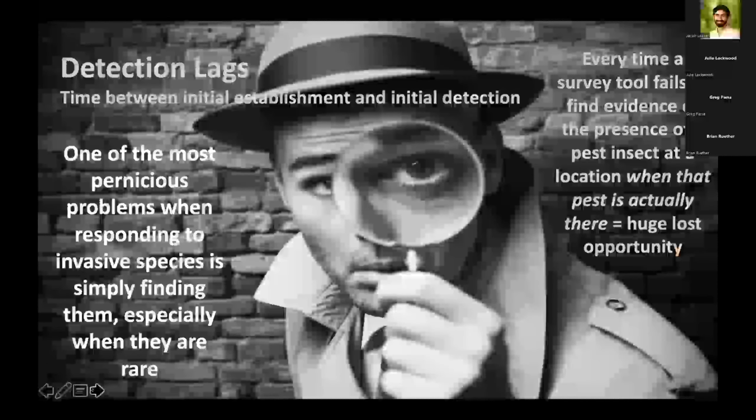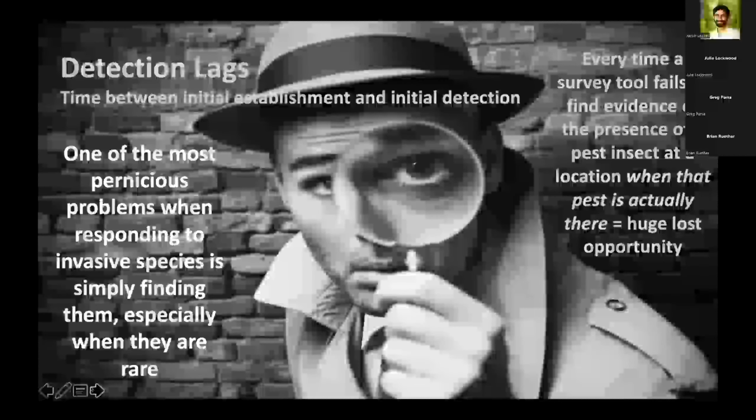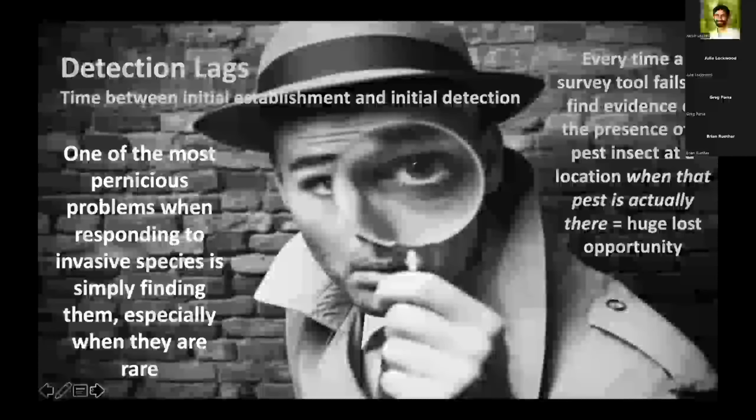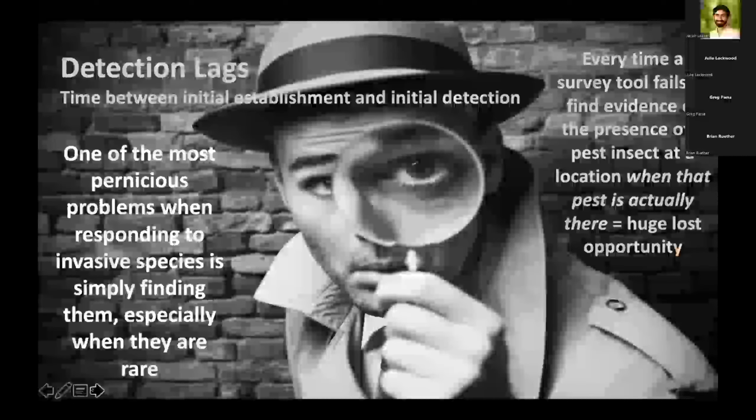Of course, the problem in responding to invasive species in general is that it's very difficult to find them, especially when they're very rare. Finding those 1 or 2, 3, 4, 10, whatever initial individuals that founded a local population is very, very difficult. And every time a survey tool fails to find evidence of that insect when it was really there, you have a lost opportunity. And if you have a species that's going to move from that initial introduction towards that runaway spread point quickly, then that's a huge lost opportunity. So we really want to do everything we can to avoid that.